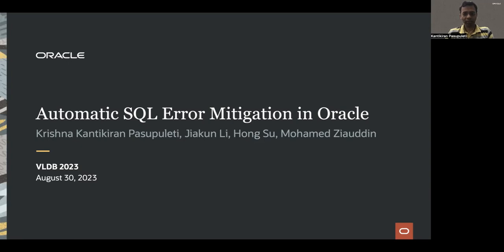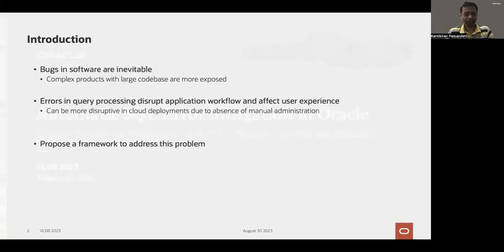About automatic SQL error mitigation in the Oracle database. So as we all know, bugs in software are a reality, and that's more so in a complex code base like the Oracle database. And when these errors happen, they disrupt the application workflow and lead to a bad user experience. And they can be more disruptive in cloud deployments because often there is no human administrator in this situation. So we wanted to design a solution for this problem.